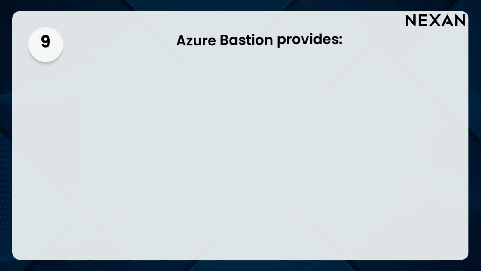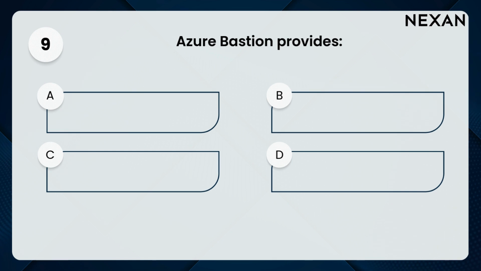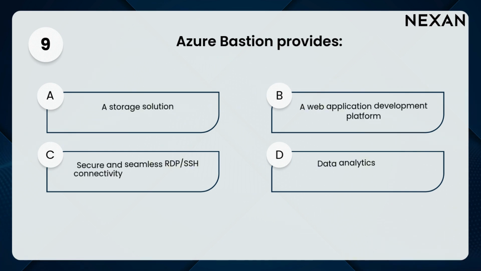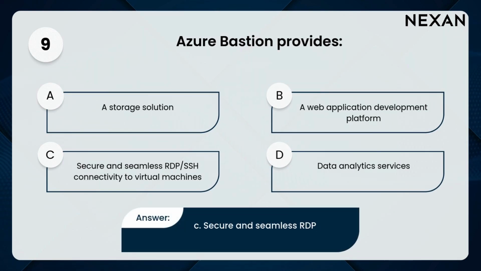9. Azure Bastion provides A. A storage solution. B. A web application development platform. C. Secure and seamless RDP/SSH connectivity to virtual machines. D. Data analytics services. Answer. C. Secure and seamless RDP/SSH connectivity to virtual machines.